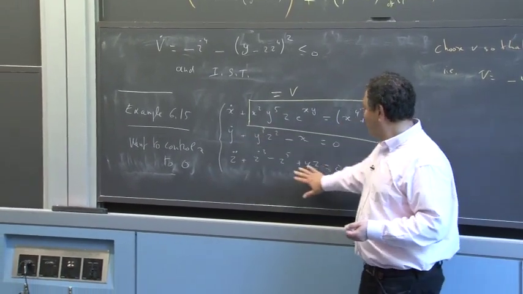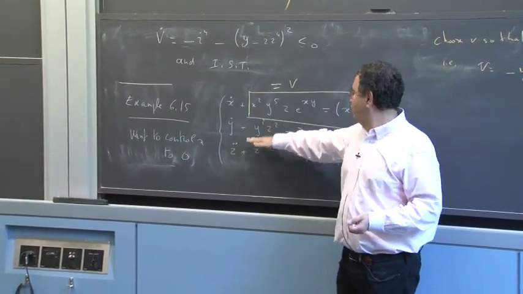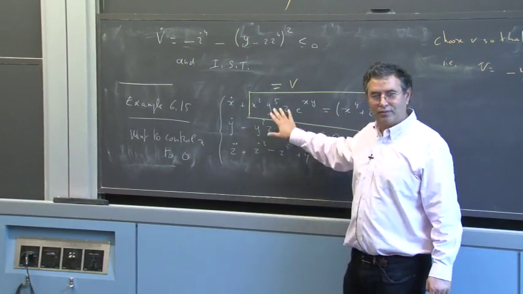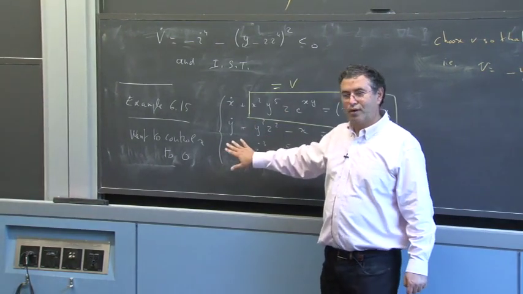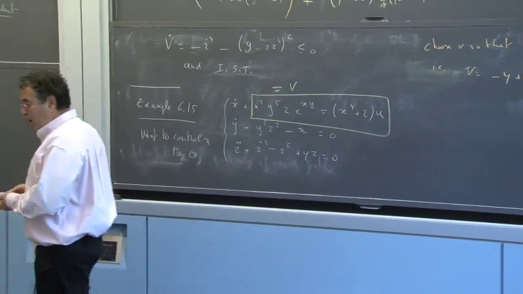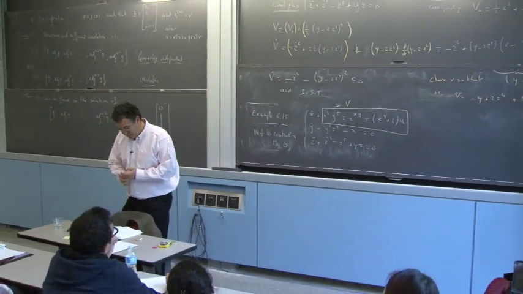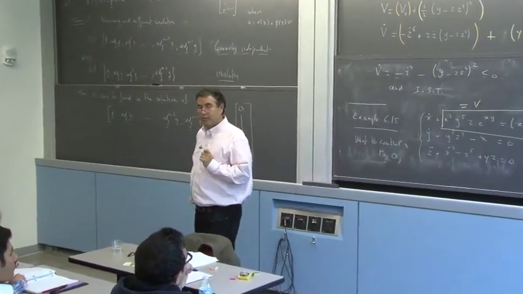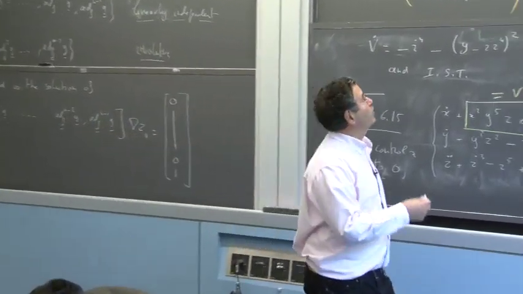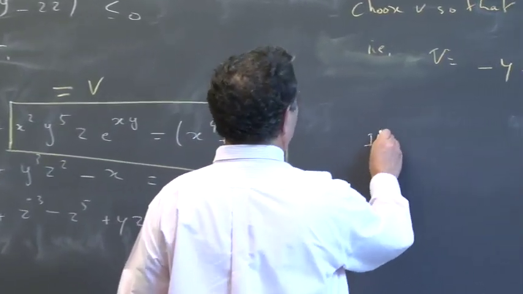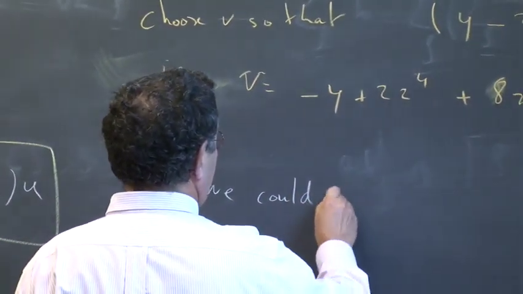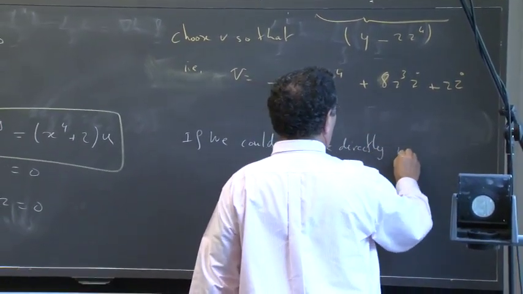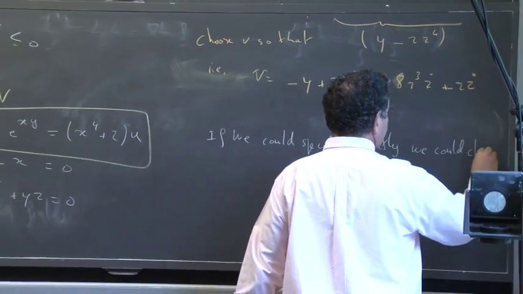Well, suppose we consider for a moment x as the control input of these last two equations. Right? What would we like to choose it to equal to? So it's exactly the same story. Okay? If we could specify x directly, we could choose. What would we choose?